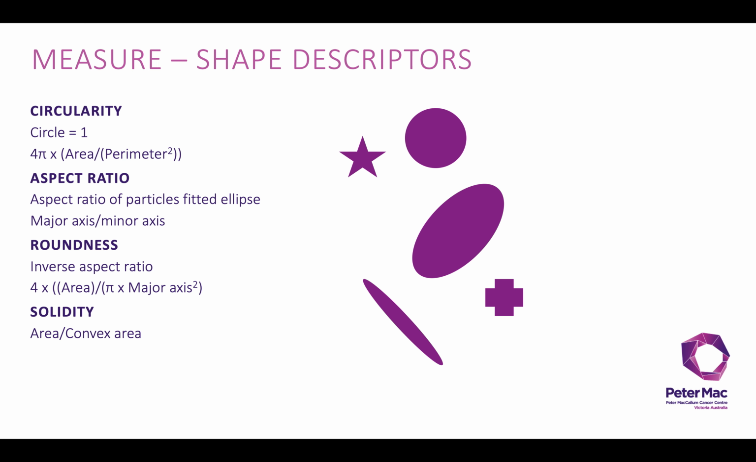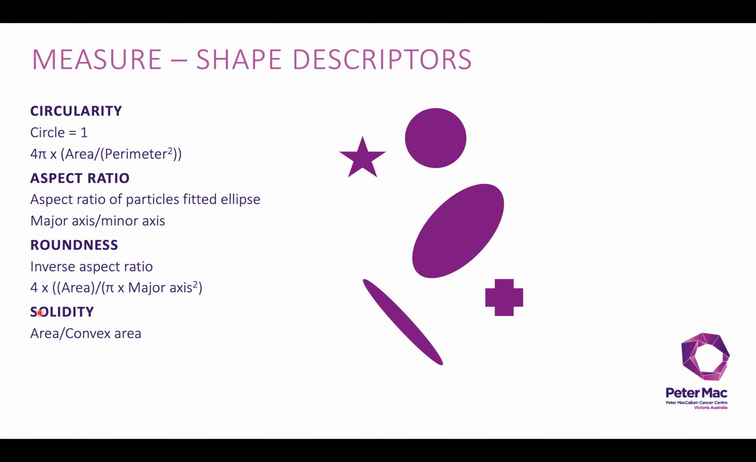We can measure shape descriptors, so things like circularity, where a perfect circle is 1. There's an equation for that there if you want to know how it's calculated. You can look at an aspect ratio, so if your particles are fitted with an ellipse, you can read out major and minor axis values. So here we'd have a major axis running this way and a minor axis running this way. We can read out roundness, which is your inverse aspect ratio.